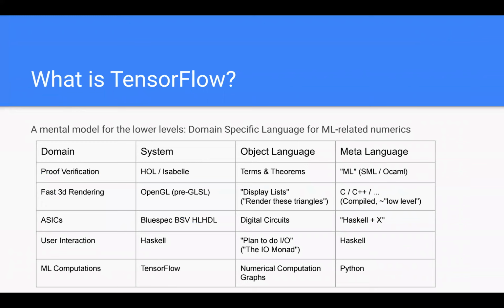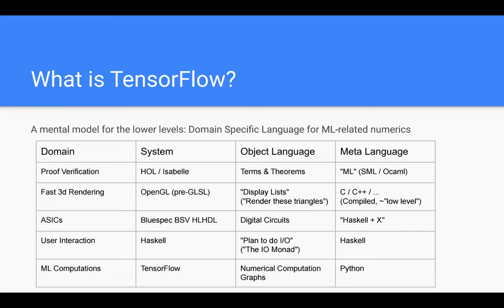Now, to give a mental model about what these lower levels do, we can see TensorFlow as a domain-specific language for machine learning-related numerics. And what we see here fits this pattern of having an object language and then a meta language to manipulate entities in the object language. So this pattern we also see in quite a few other systems.